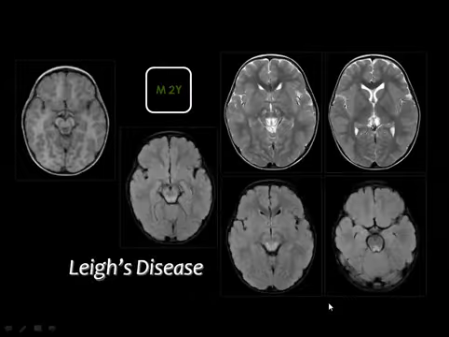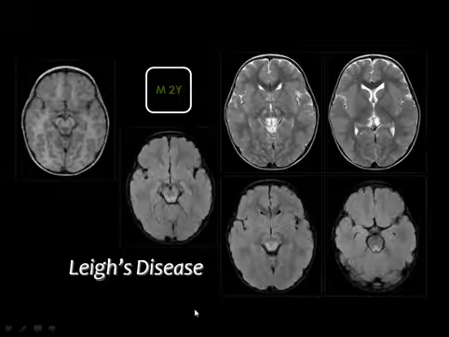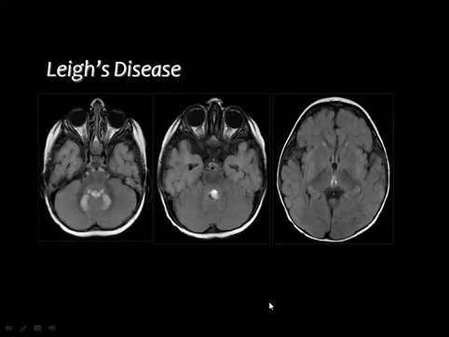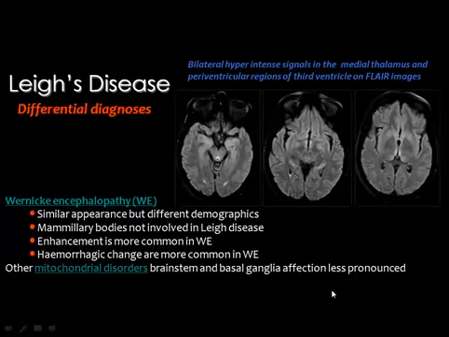And this is also a case of Leigh disease in a 2-year-old child with affection of the posterior part of the brain stem, the periaqueductal area, and the medial aspect of the thalamus, almost similar to that of Wernicke encephalopathy. And this is the affection of the periaqueductal area with Leigh disease. And this is also Leigh disease. You see affection of the posterior part of the pons, affection of the region around the aqueduct of Sylvius, and the medial aspect of the thalami.